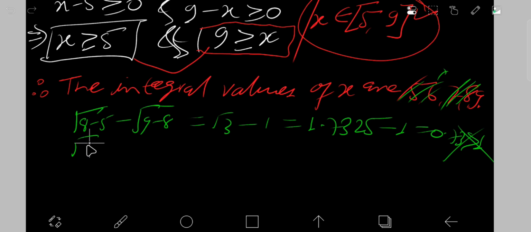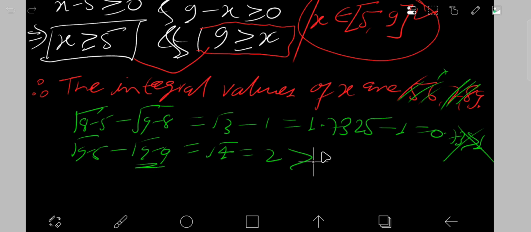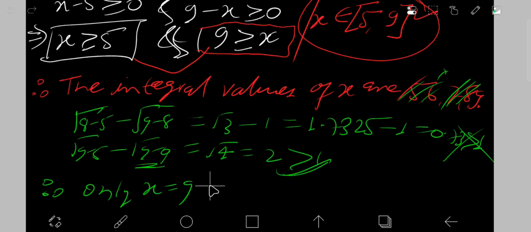Now we check 9: 9 minus 5 is the square root of 4, which gives 2, and 9 minus 9 gives 0. So 2 minus 0 is 2, and 2 is greater than 1, yes. Therefore only x equal to 9 satisfies the given inequality.